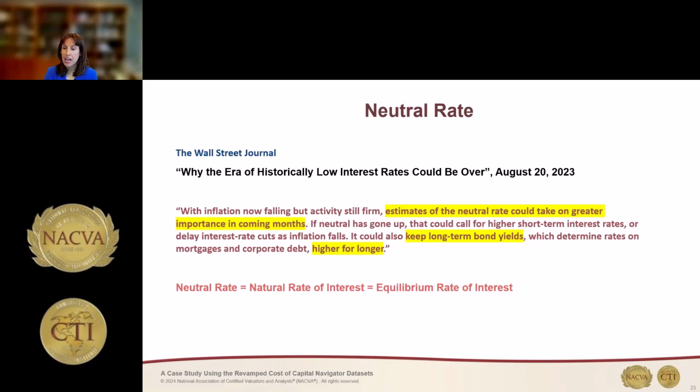So the Fed now talks about their neutral rate. They talk about it in nominal terms. So you have to be very careful if you are a person who goes to the Fed's website and looks at their estimates of what the neutral rate is going to be.